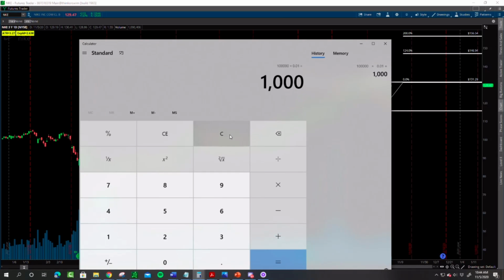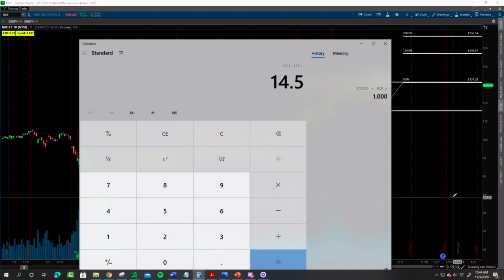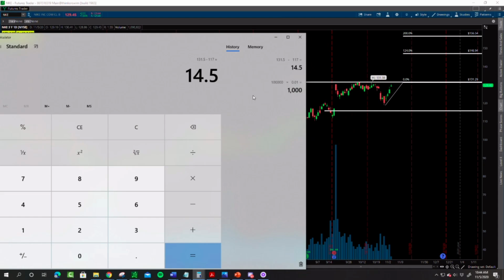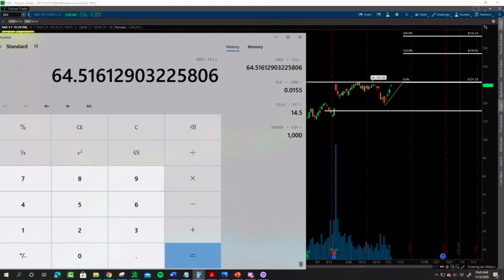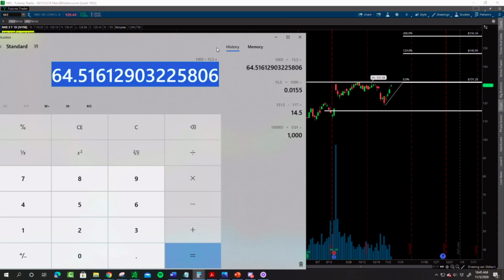Okay, so we'll take that calculation out correctly. So 131.50 minus 117 gives us, I said 116, right? Yeah, 116. So $15.50. Okay, that's how much each share we buy we're risking. So I take $1,000 divided by my $15.50, and this tells me how many shares I need to buy. I can buy 64 shares.